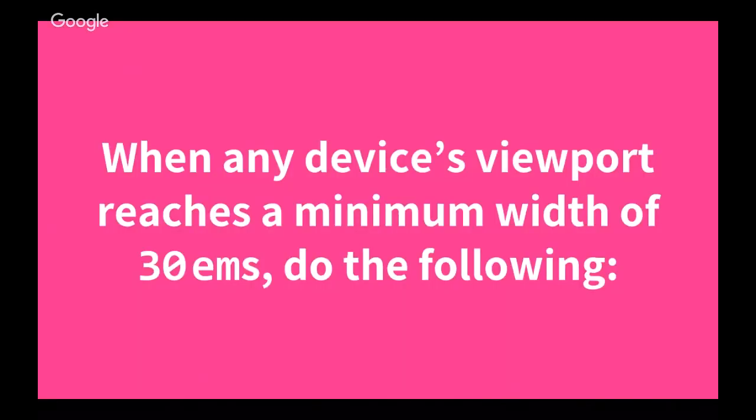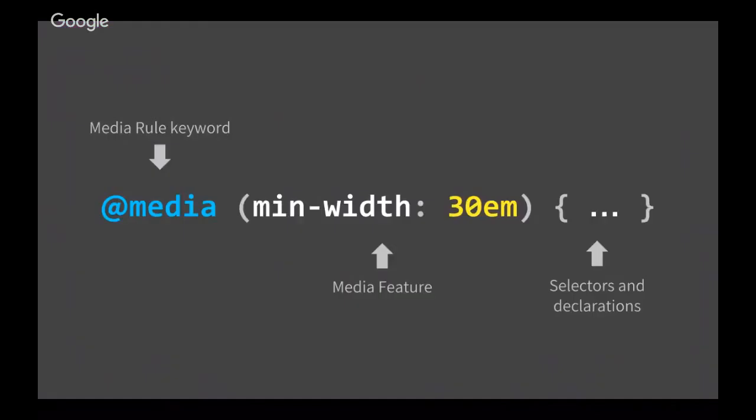So when any device's viewport reaches a minimum width of 30 ems, do the following. This is what we want to do. So how do we get there? Here's the syntax. When the media rule keyword of @media is present and the minimum width of 30 ems media feature occurs, apply these selectors and declarations.